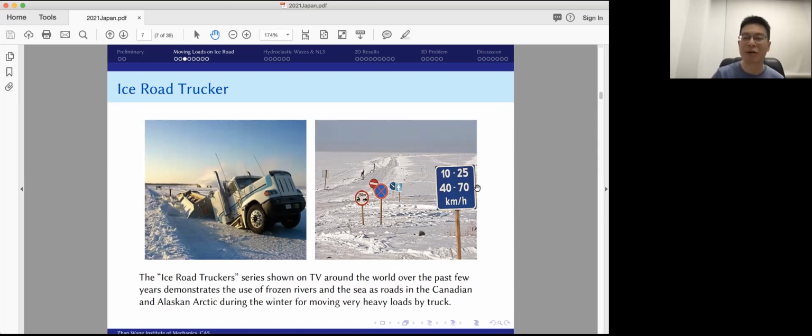Usually a speed limit sign has an upper bound and a lower bound. But this one tells you there's something strange in the middle. From 25 to 40, you are not allowed to drive. So this is a very, very interesting phenomenon, and we try to understand why this happens.